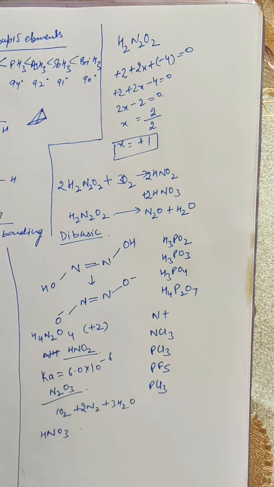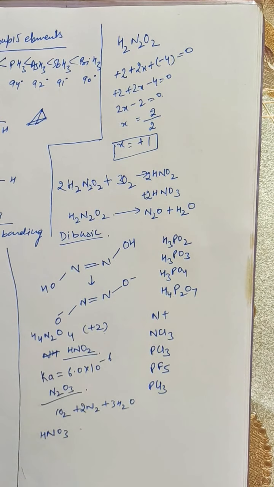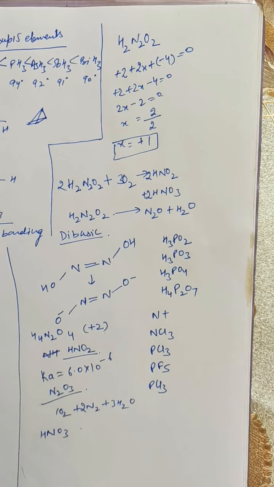Now next, the group 16 elements are not included in our syllabus, so we will skip them. After that comes group 17, that is the halogen group or halides. And there is also a selective study. Only the basic properties of halogens are in the study, like halogens, interhalogens, pseudohalogens.